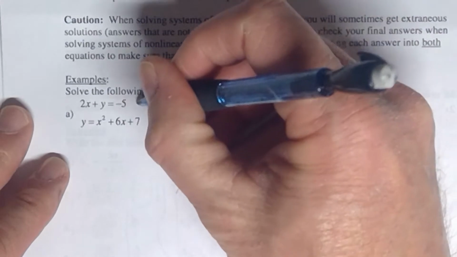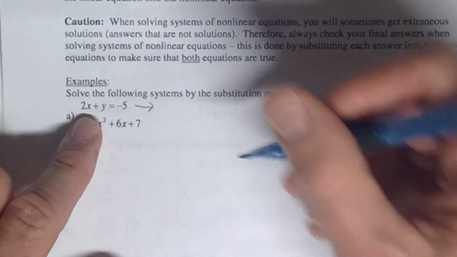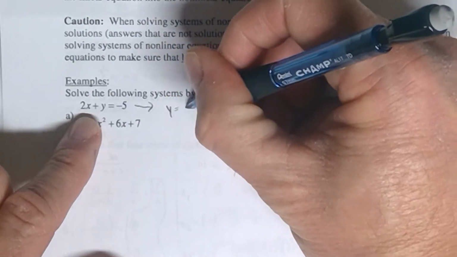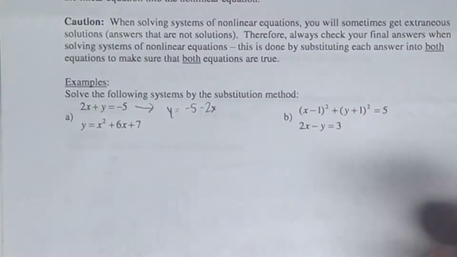If I get the y by itself in the linear equation, and I can do that by subtracting the 2x over to the other side. Okay, and I would get this right here, wouldn't I? Okay.